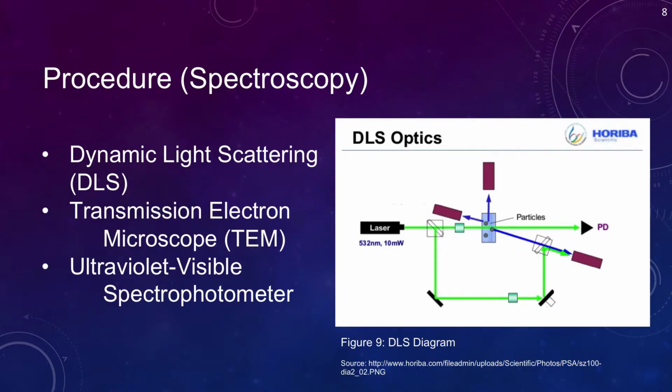Okay, then to test for the size of our nanoparticles, we used a dynamic light scattering technique, which shines a monochromatic laser at the solution, then analyzes the light that scatters off the surface of the particles. Then we went on to dry a sample of it and test it under a transmission electron microscope to see the morphology of the particles.